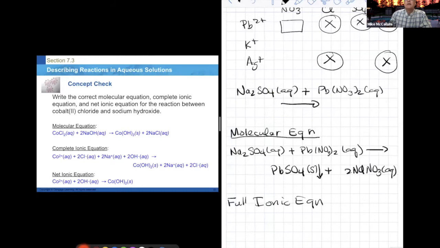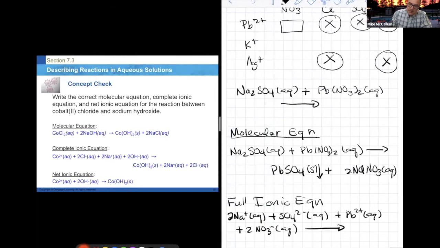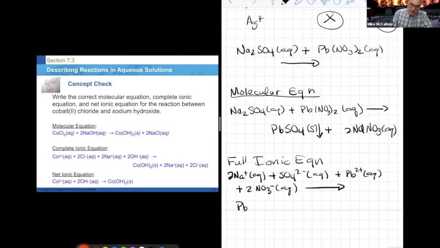Now let's write the full ionic equation. The full ionic equation, remember, splits everything as ions. So first we have 2 sodium ions plus sulfate ion plus lead 2 ion plus 2 nitrate ions. Right? And on the other side, we have the lead 2 sulfate plus 2 sodium ions plus 2 nitrate ions. Right? That's the full ionic equation.